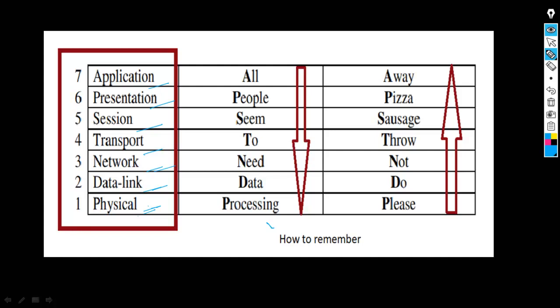So this is the simple trick for how you can remember the sequence of the layers. As per the sequence, we have a trick: please do not throw sausage pizza away. Where this stands for physical layer, data link layer, network layer, transport layer, session layer, presentation layer and application layer. And if you want to remember the sequence from upside down, it will be: all people seem to need data processing. So I hope this will help you to remember the sequence of the layers.